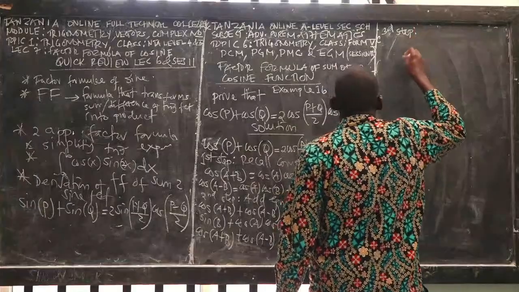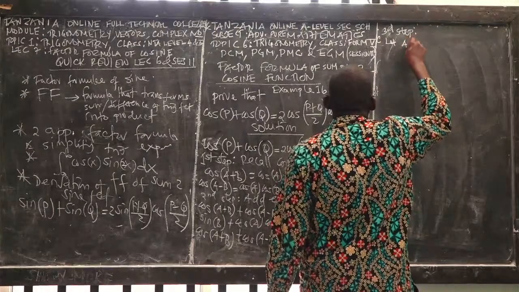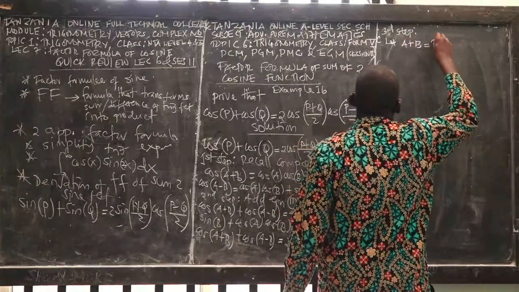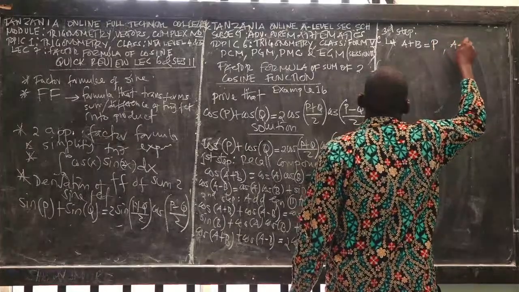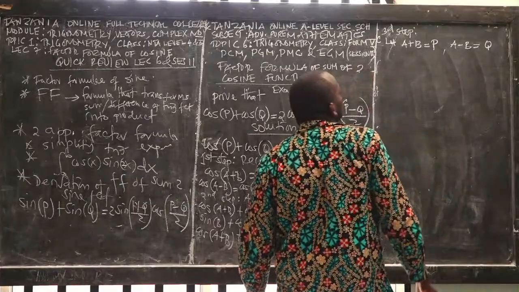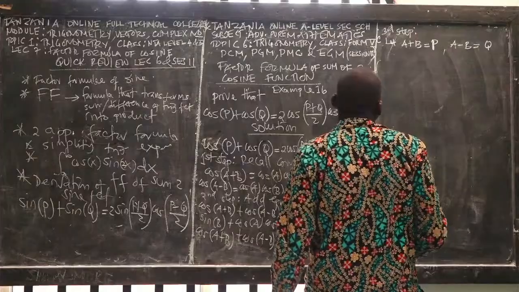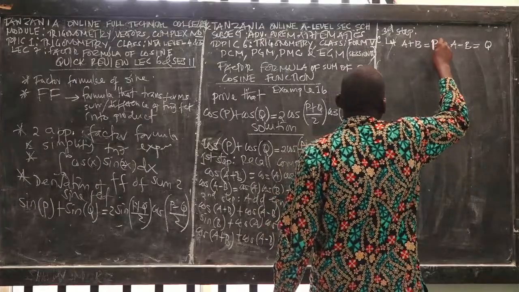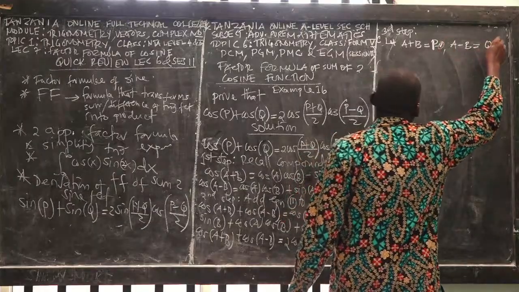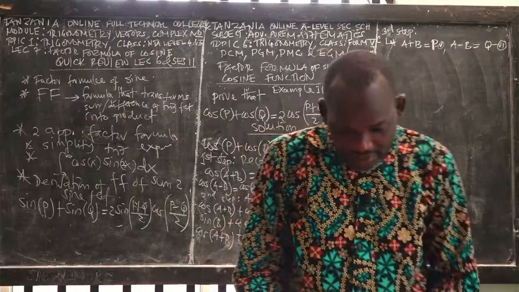So third step we say that let A plus B, the same procedures, is equal to P. And also let A minus B is equal to Q. Same procedures. Okay? Alafu hii tunaita, this will be equation 5. And this one we can call it equation 6.